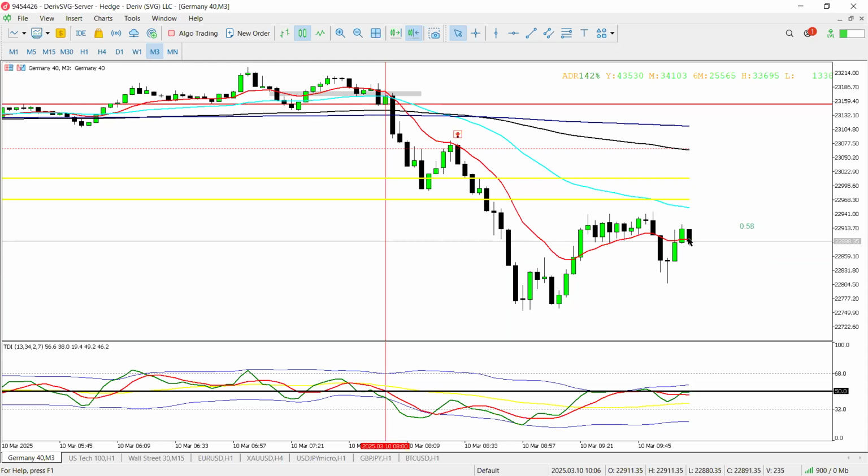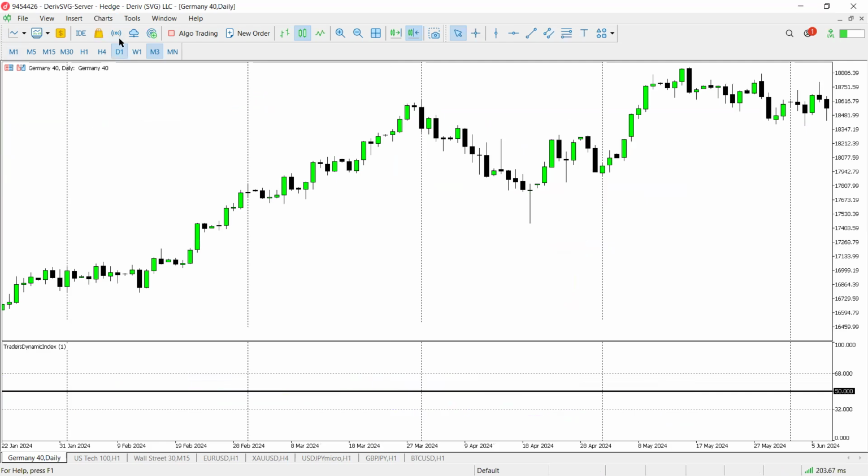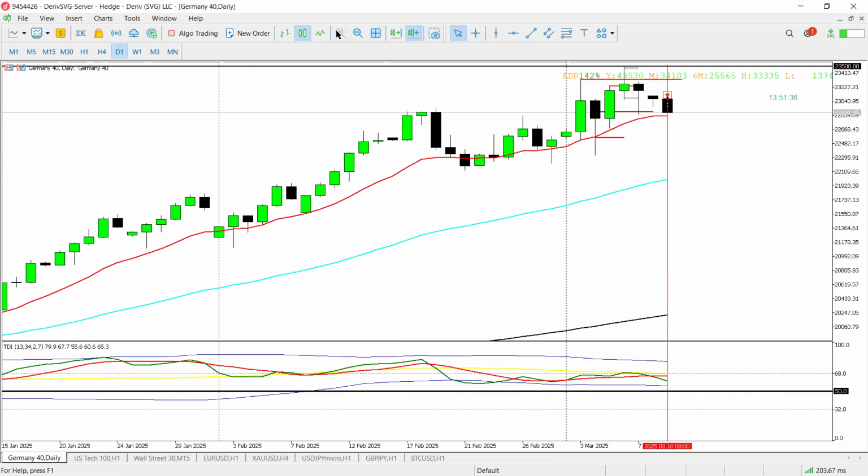So, again, usually in the mornings, we trade German 40. And we usually try to trade at the London session open. So I'm just going to highlight what you need to look for, right? So the main thing, we always try to go to the daily to try and figure out the trend. So the first thing you want to look at is your daily time frame.